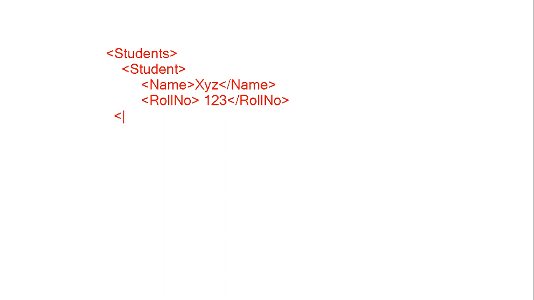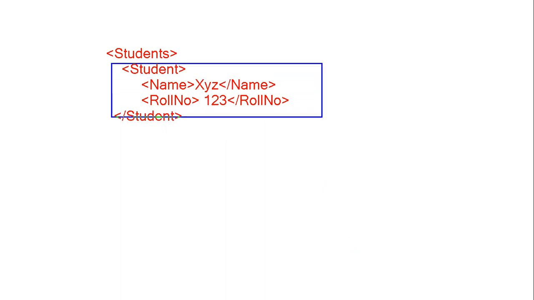Student. Let me change the color. If you notice here, this is one node. There are two attributes that are part of the student: a name and a roll number. I can create one more student. I'm going to create one more student again.